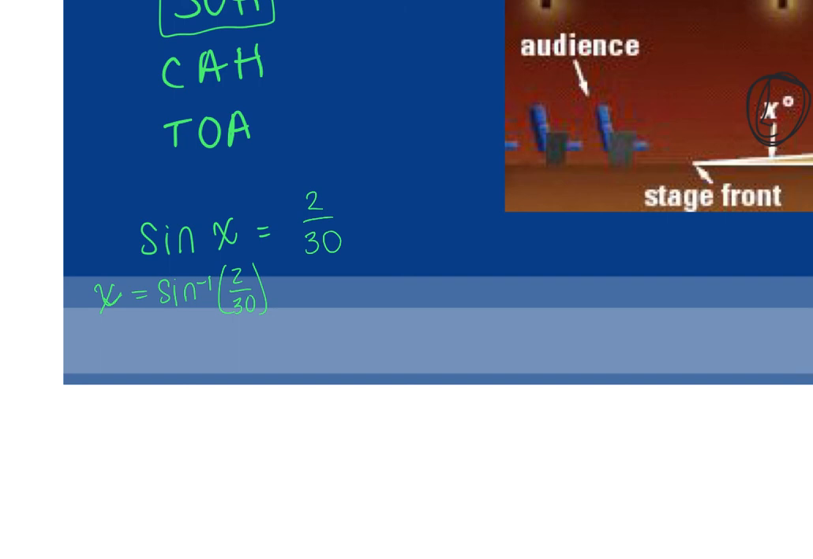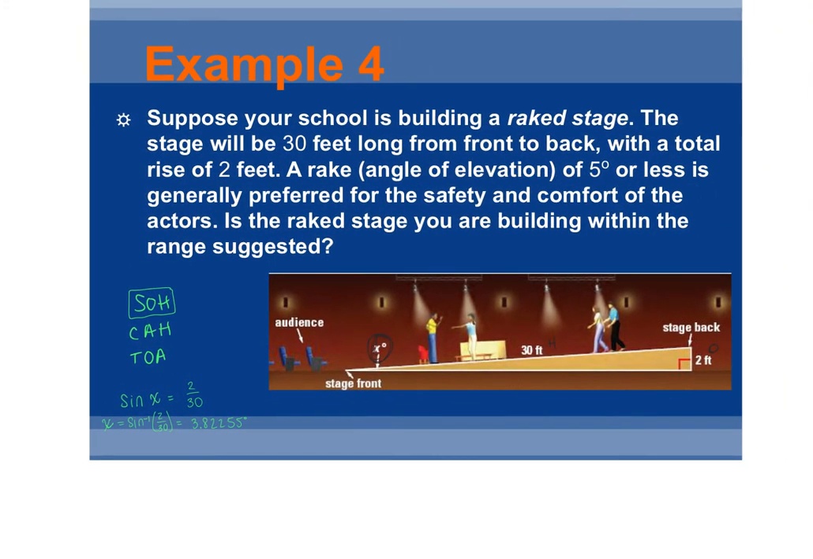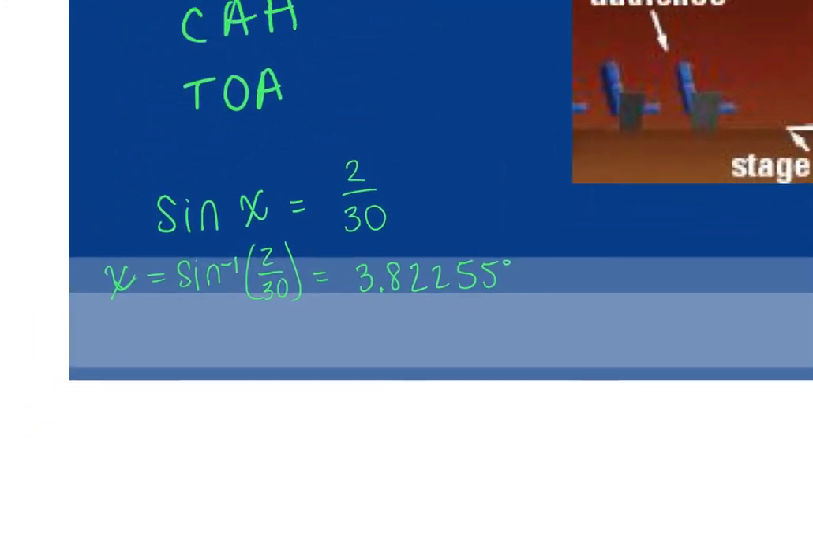So once I found this, I can just plug it into my calculator, and I'm going to plug in sine inverse of 2 divided by 30, or 1 divided by 15, however you want to set it up, and I should get that it is 3.82255 degrees. It doesn't matter, we don't have to round here.